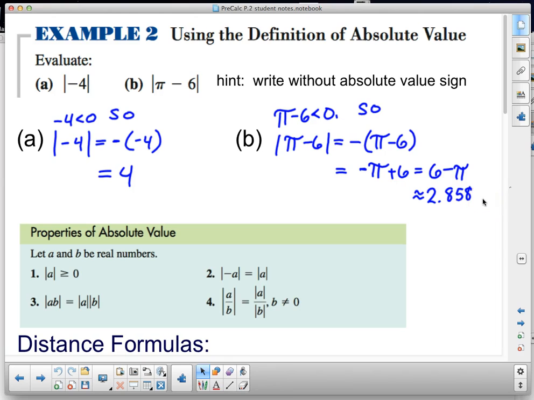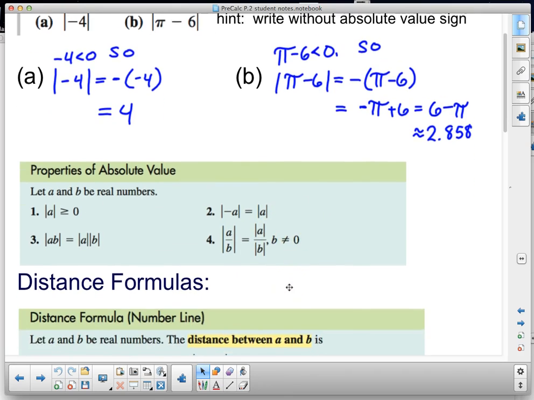Now, there are properties of absolute value. We can let a and b be real numbers. The absolute value of a is greater than or equal to 0. The absolute value of a times b is equal to the absolute value of a times the absolute value of b. Now, the absolute value of the opposite of a is just the absolute value of a. And the absolute value of a over b is equal to the absolute value of a divided by the absolute value of b, assuming, of course, that b is not 0.